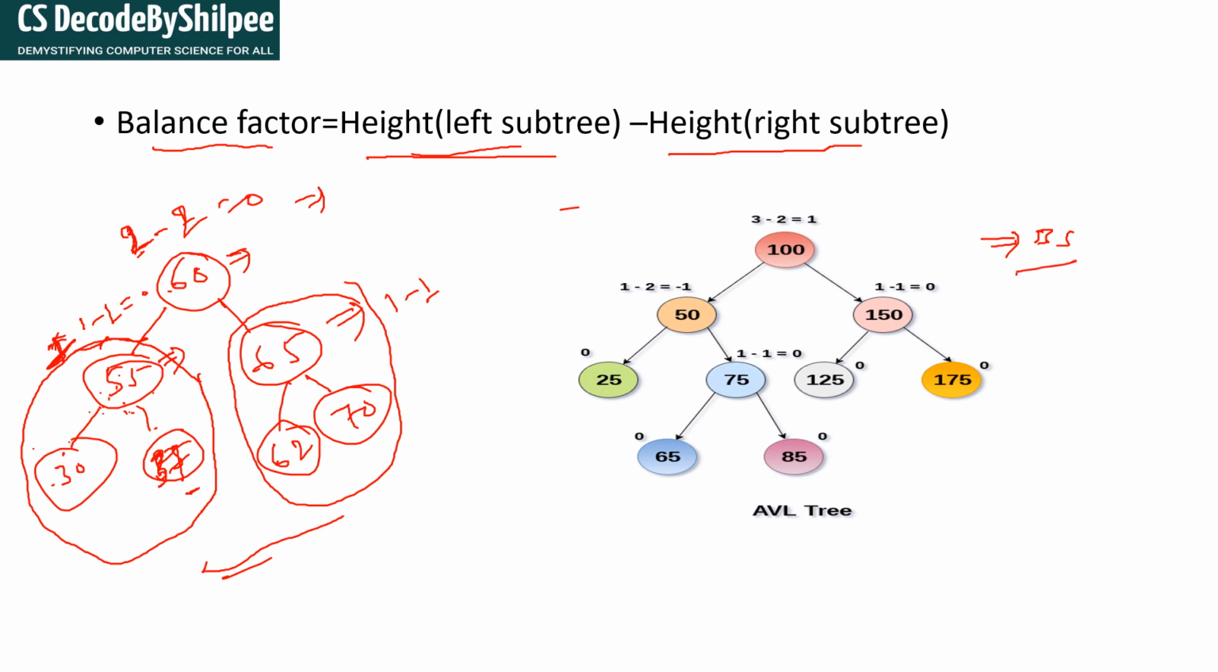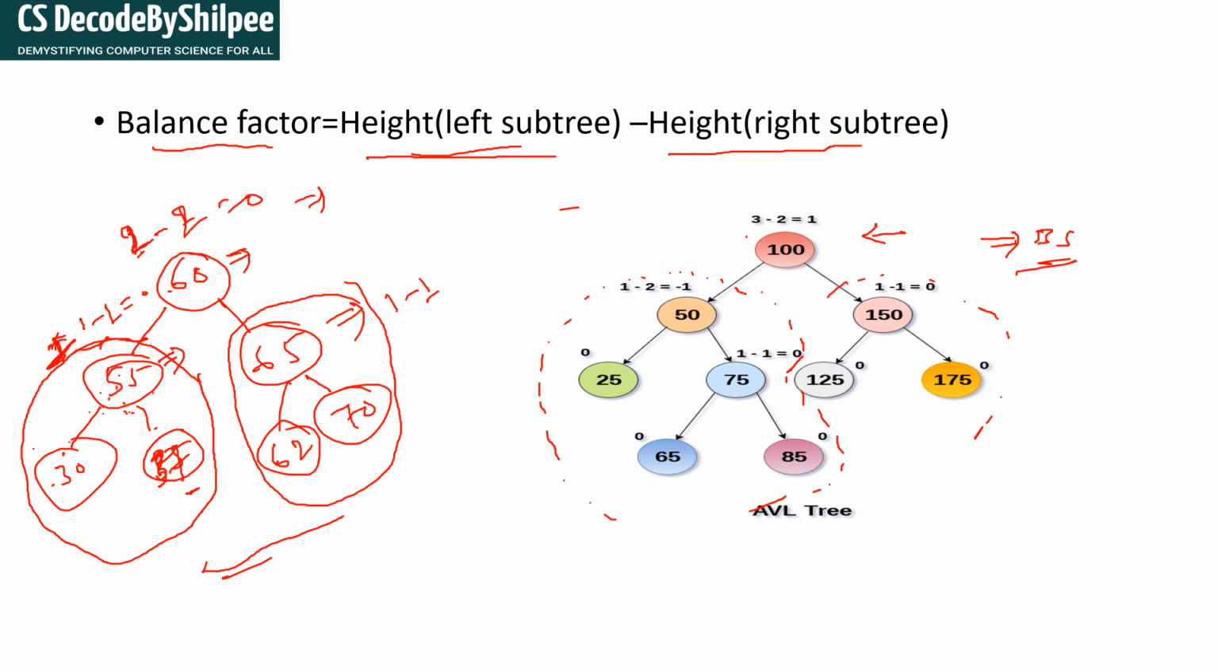Look at this diagram. For this diagram, I started from the 100. For 100, these are the left subtree, right? And this is the right subtree, right?